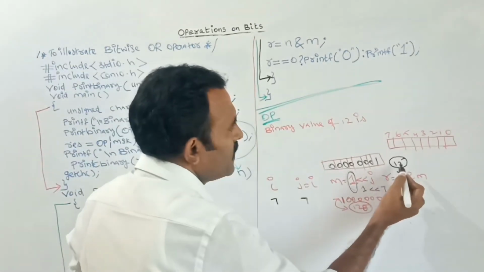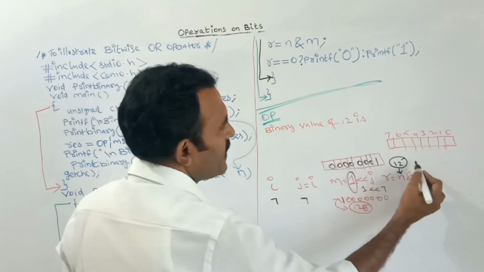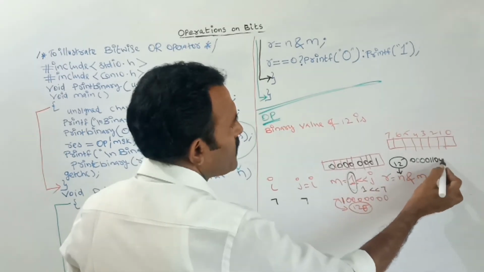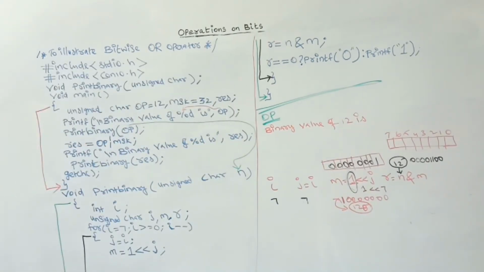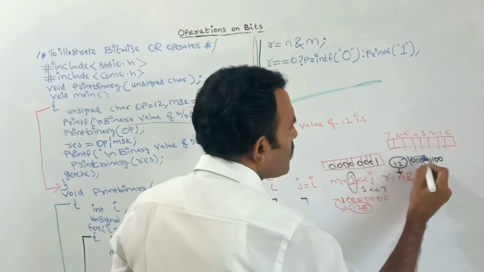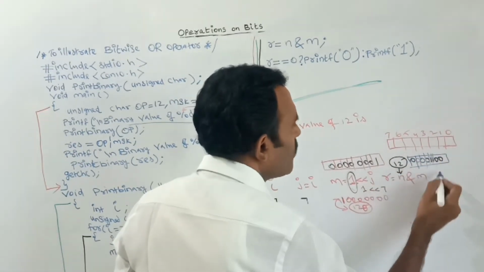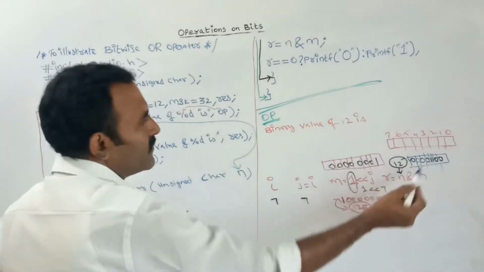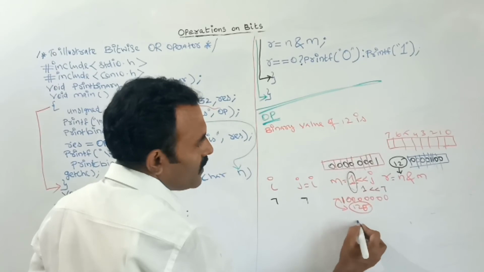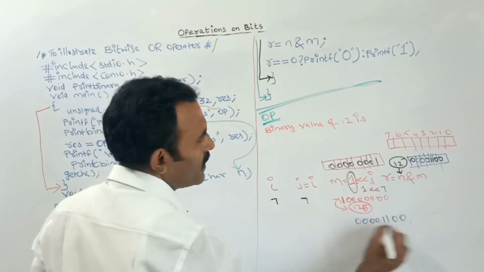So what is the binary value of 12? For 12, this is the binary value 0 0 0 0 1 1 0 0. This is the binary value of 12. So for each and every iteration, I am ANDing this 12 binary value with mask value. So here this is the value for 12: 0 0 0 0 1 1 0 0.